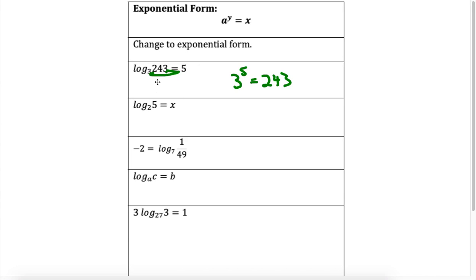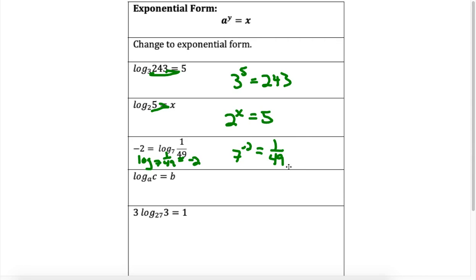Okay, bases are bases, logs are equal to exponents. Here, we can write this as 2 to the x power equals 5. Right? Now this one is backwards, right? If we're thinking about the lazy 7, we can always rewrite it as log base 7 of 1 over 49 equals -2. So that would mean 7 to the -2nd power equals 1 over 49.